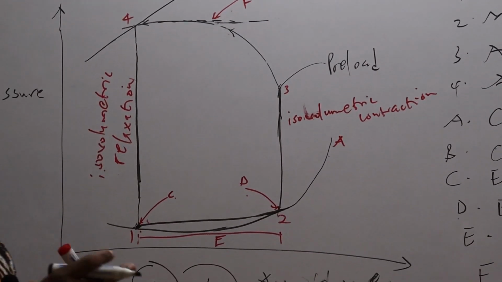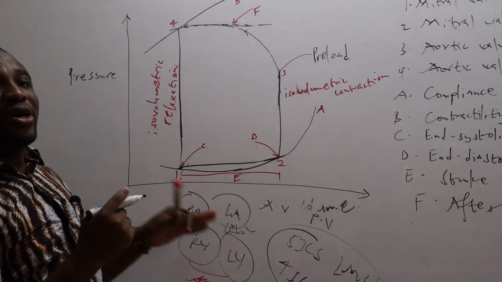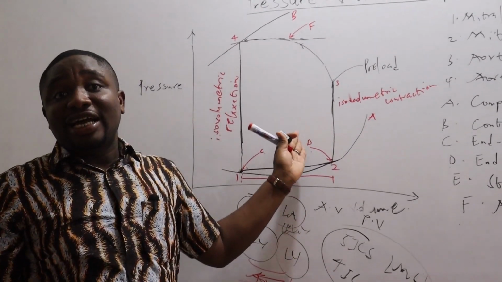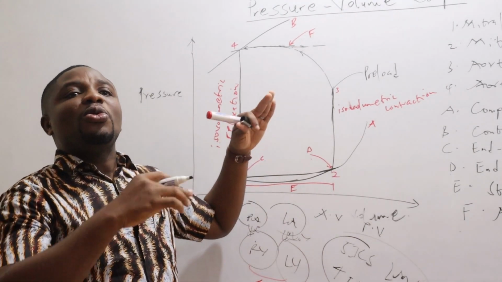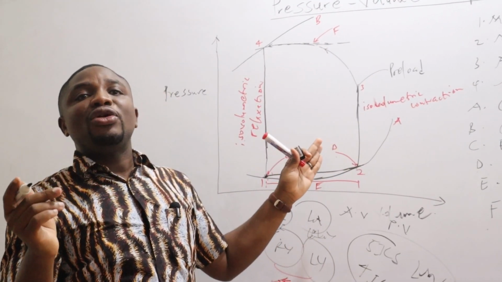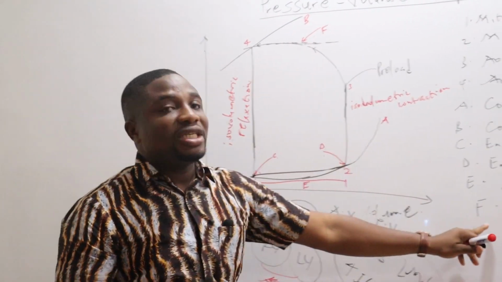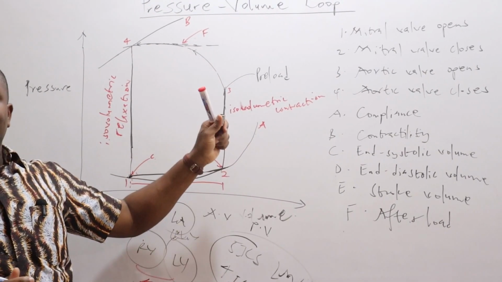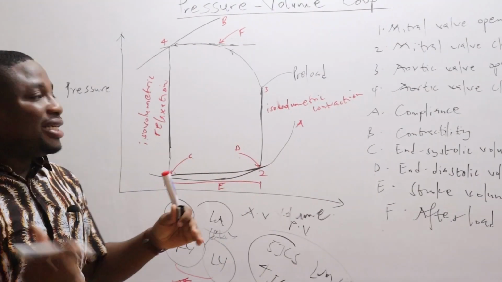And if the left ventricle is contracting to eject blood through the aorta, it is going to face a resistance in the aorta, which is an artery. And that resistance, we'll refer to it as what? The afterload. So that is why F is referred to as what? The afterload.